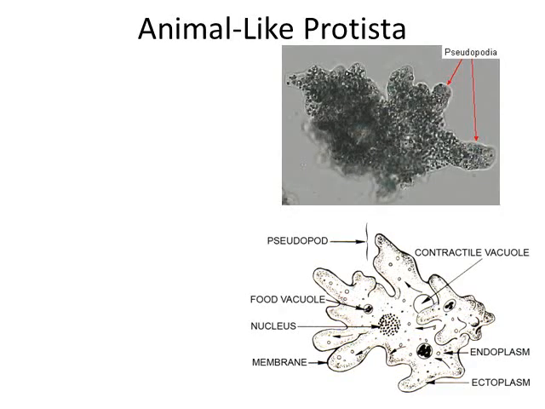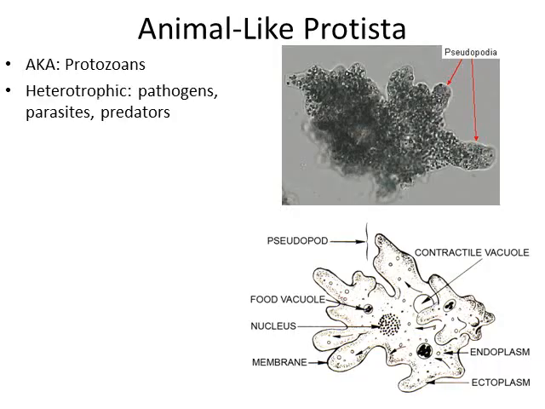So here we have a picture of an animal-like Protista. This is an amoeba. An amoeba is a very common animal-like Protista you may have seen before. Animal-like Protista are also known as protozoans. Because they're animal-like, they have to be heterotrophs. There's no photosynthesis in the animal-like Protista. Some of them are fierce predators, some of them are parasites, and because they live off of a host, they very well can even cause disease, which would make them a pathogen.